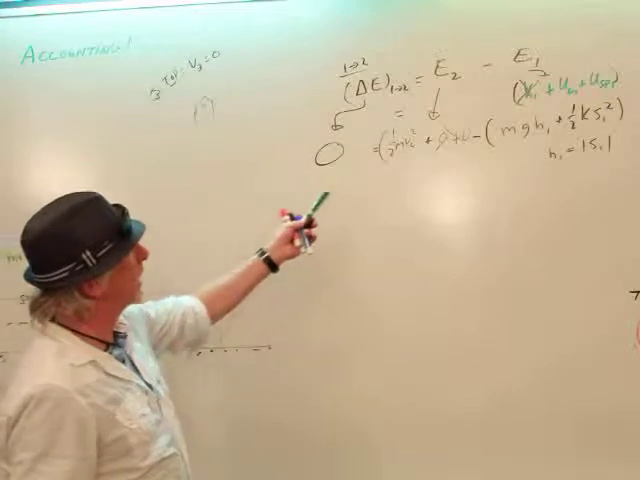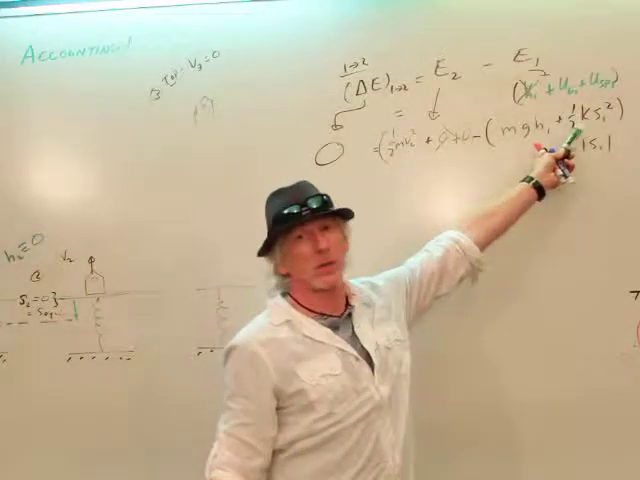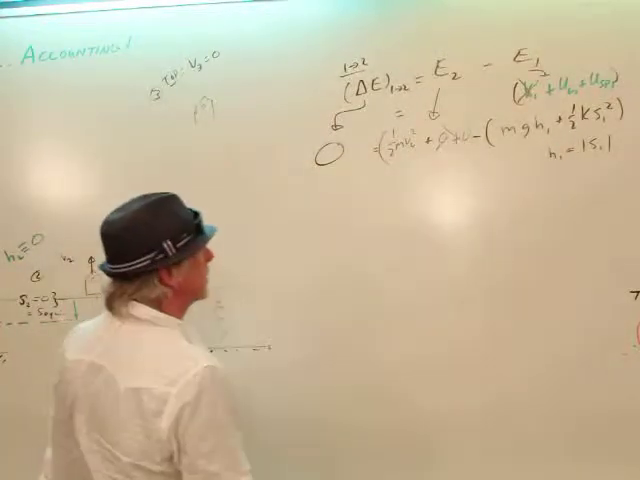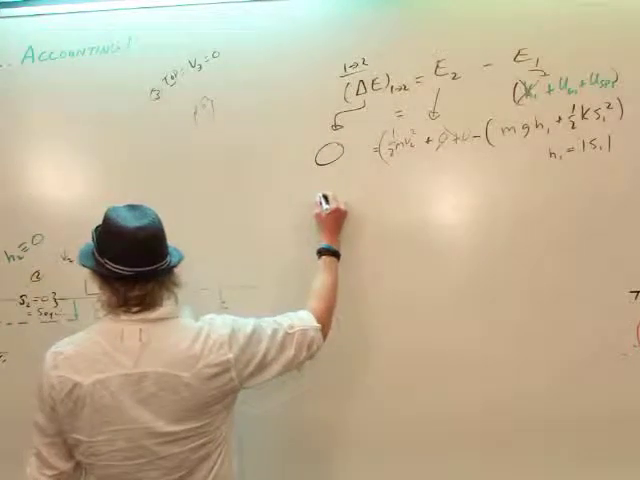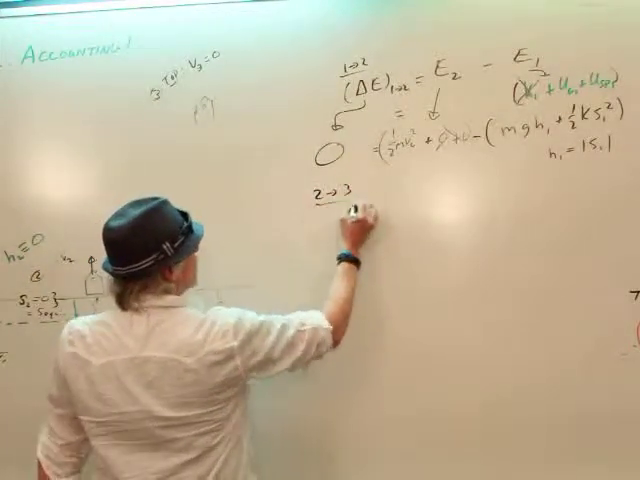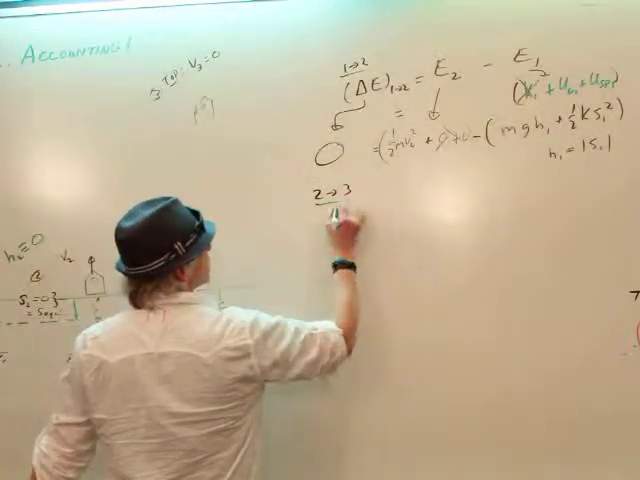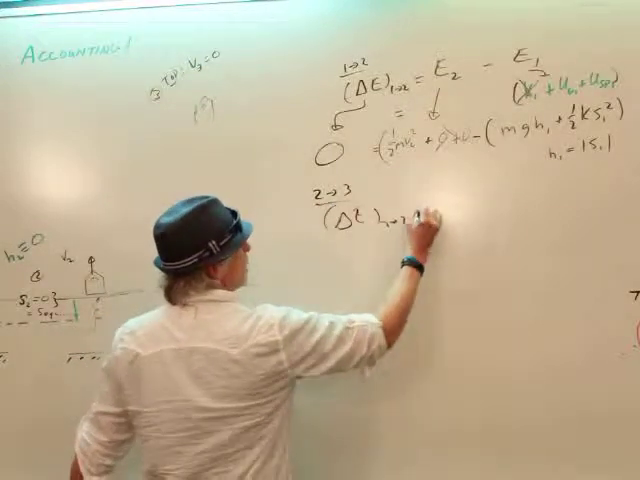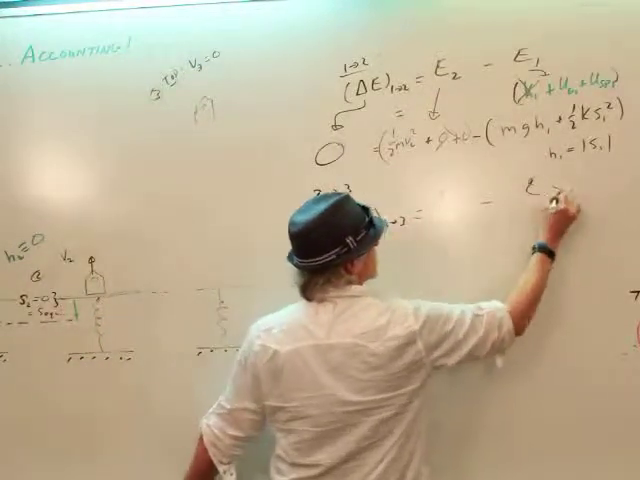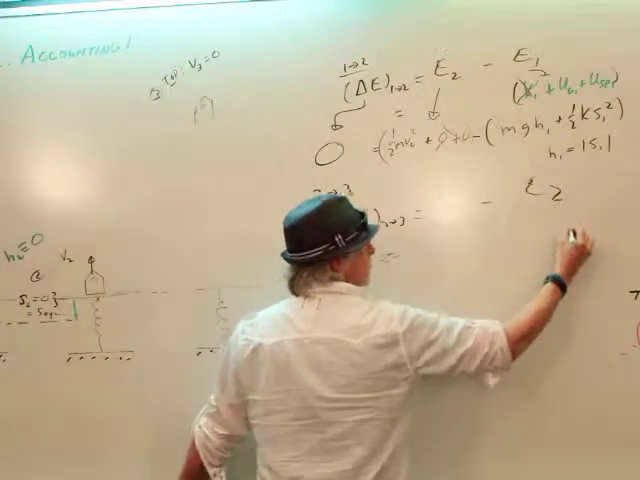Is M a common factor? No, you can't cancel M. You can't do that, right? You've got to be given it or find it. What about 2 to 3? Fine. Watch how fast. You're going to start writing this like 2 to 3 equals energy 3 minus energy 2 equals, and then I just work my way back here.